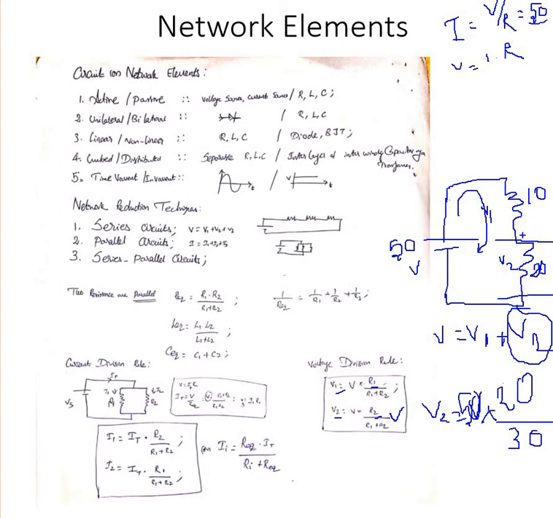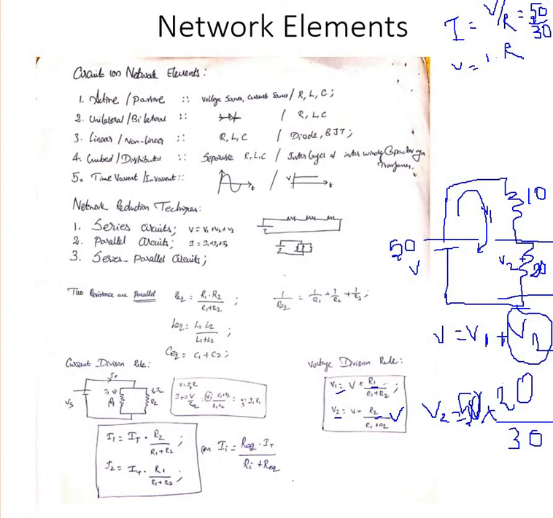If two resistors are connected in series, you add them. So 10 plus 20 is 30. So 50 divided by 30. This 50 divided by 30 is the current, the amps. Now you have found the current. Then you want to find out the next one.